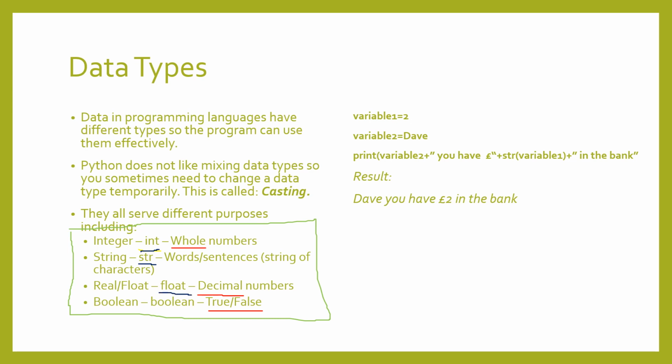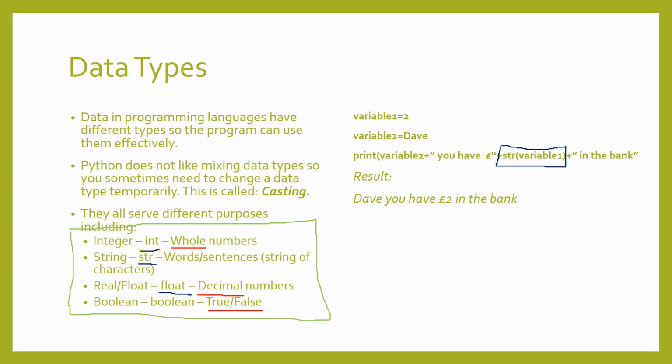Instead of writing float, well, I'll write float. That's a stupid one, but you get the idea. Now look, this is our program. Variable 1 equals 2. Variable 2 equals Dave, just like before on the previous slide. We're going to print variable 2, which is Dave, plus you have, and then a pound sign, plus, and this is the bit here. Now, because basically what we're doing is we're mixing numbers and letters together.